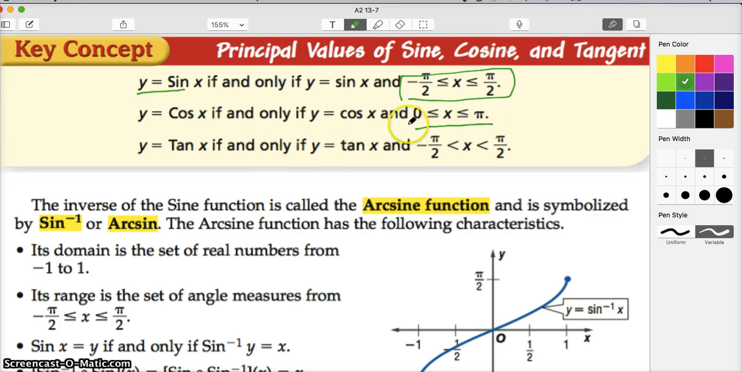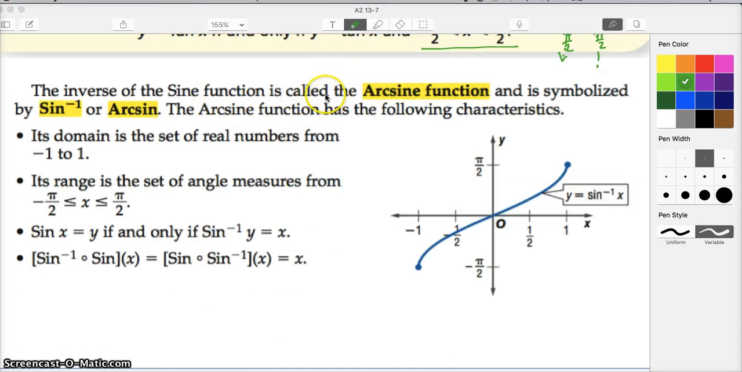Notice that Cosine has a different domain, 0 to pi, and Tangent has the same domain as Sine, -pi/2 to pi/2, but not including the endpoints. If you look at the graph of the tangent function, do that now if you haven't, you'll see that it has asymptotes, and those asymptotes are located about pi distance apart, every pi/2. So you'll see something like that.